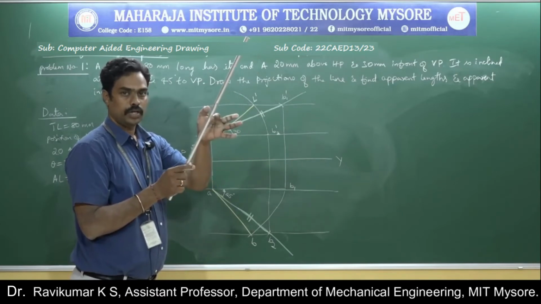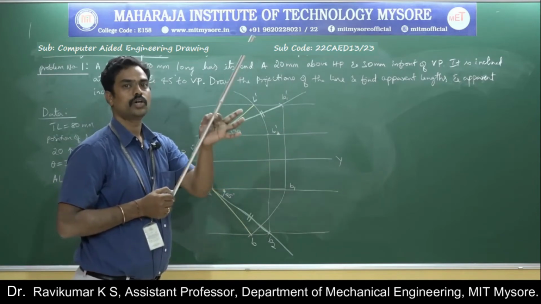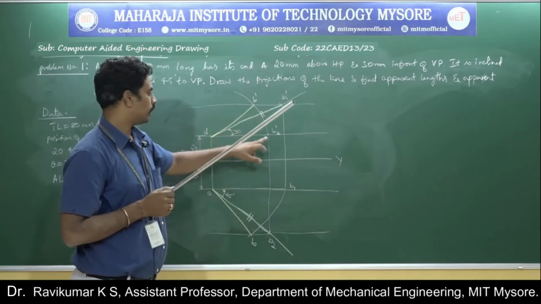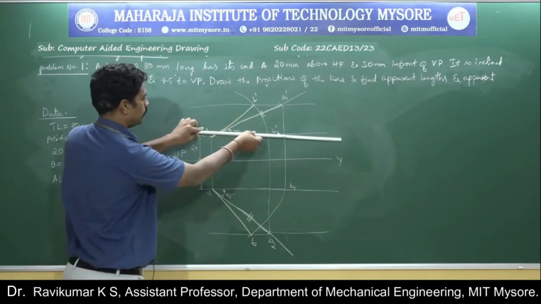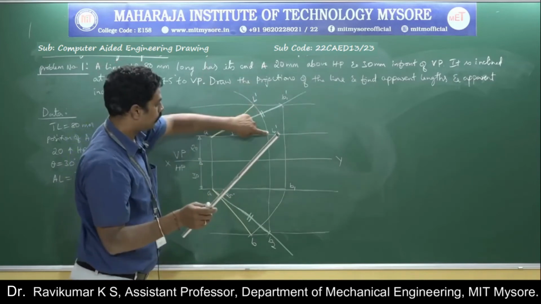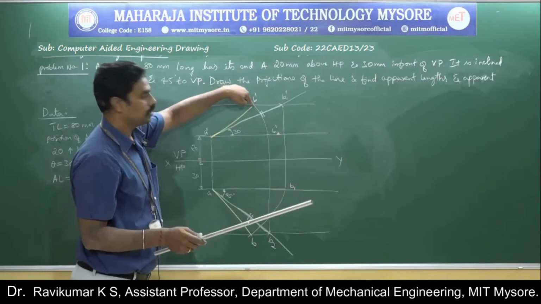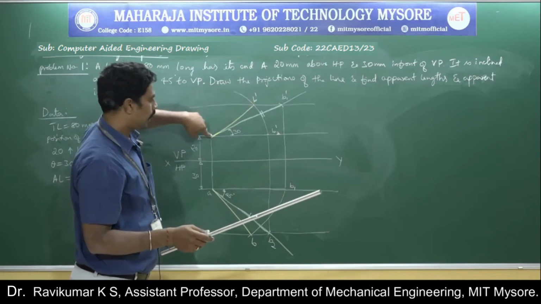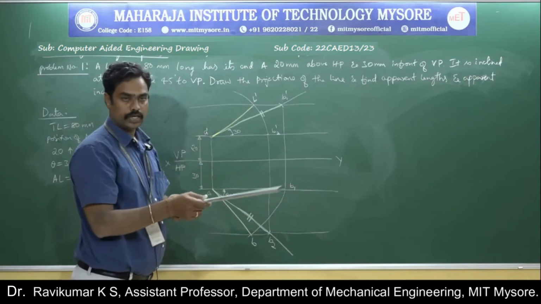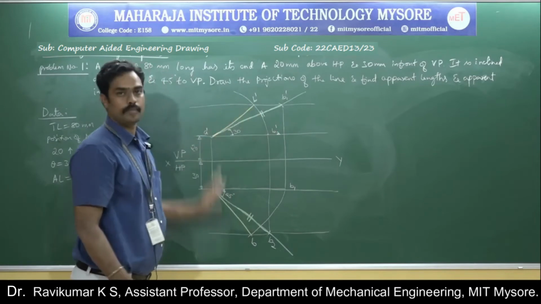You just have to give the inclination with respect to this A. You just have to rotate with respect to VP. That is what I did here. I am rotating with respect to VP like this, until it touches the locus. So I will get the apparent length. So I will rotate with respect to HP and rotate with respect to VP, and you will get the apparent length.